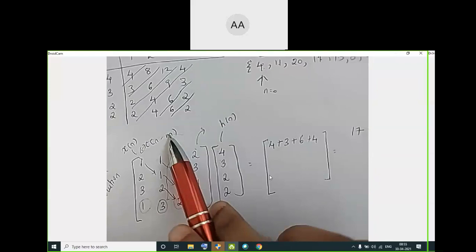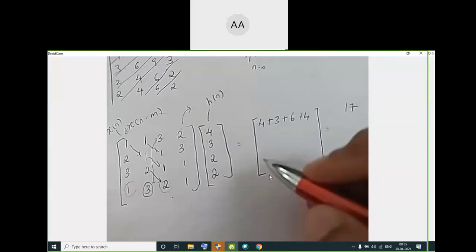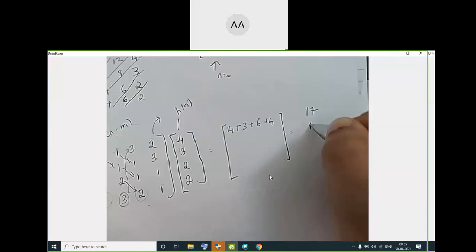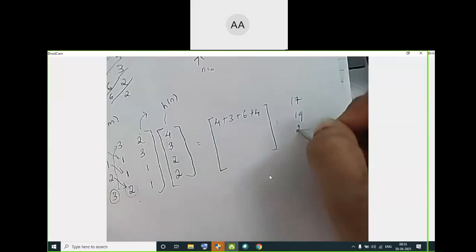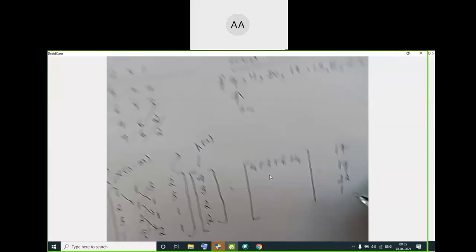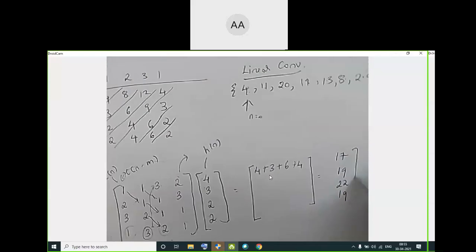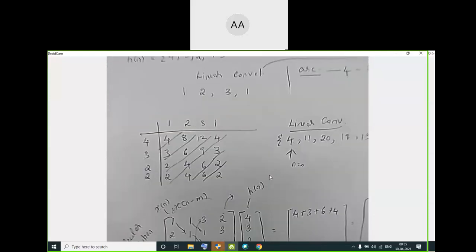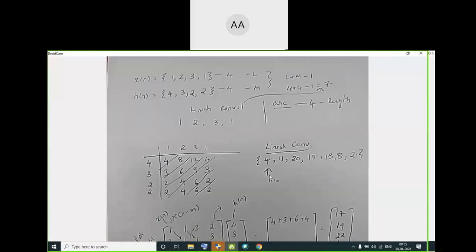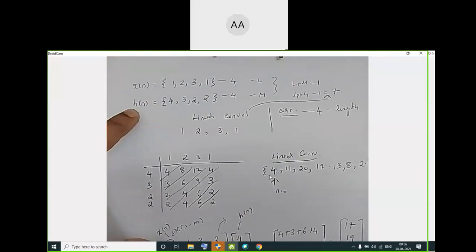So similarly you do all these things, you will get 17, 19, 22 and 19. Okay, this is what you will get. I'll show you from the start once again. Have a look. X of n, h of n you are having. You are going to do what?